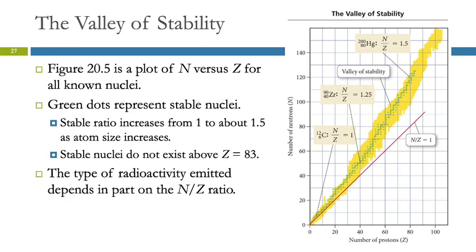So the type of radioactivity is going to depend in part on the N to Z ratio, because some forms of radiation cause the number of neutrons to increase or decrease, some cause the protons to increase or decrease, and that affects the N to Z ratio. And so we can see that if a change in the number of protons or neutrons causes that ratio to become closer to the stable ratio, that's probably what's going to happen.